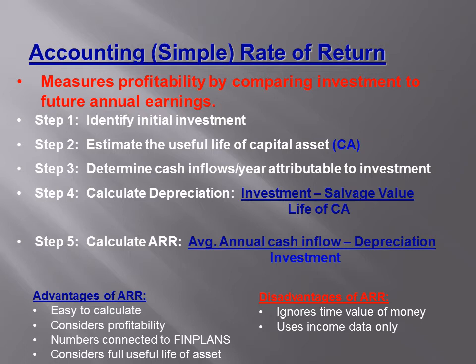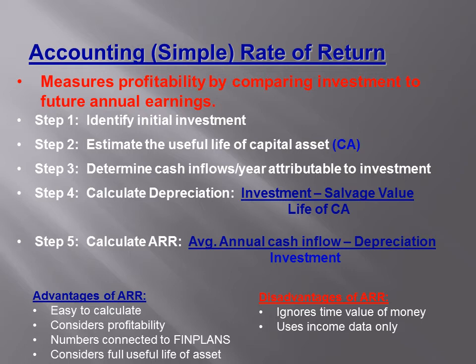So in order to calculate the accounting rate of return, or the ARR, you take your average annual cash inflow. So what's the average amount of funds received from a particular investment over time, subtract it from your depreciation, which is what you've calculated in step 4, and divide it over your entire investment. And that will give you a percentage, and that percentage would be your accounting or your simple rate of return on this particular project. Now, here are the advantages.